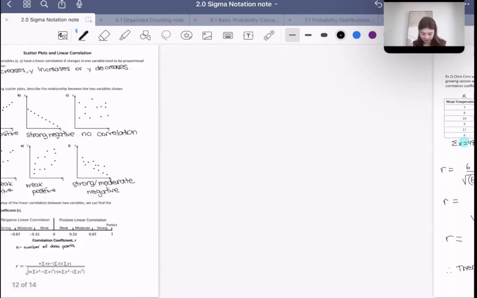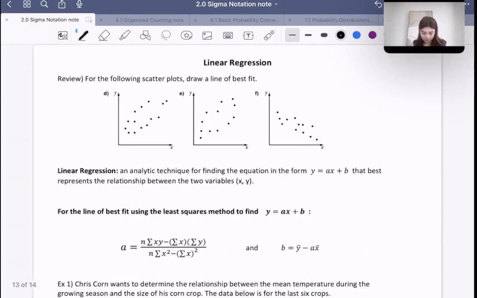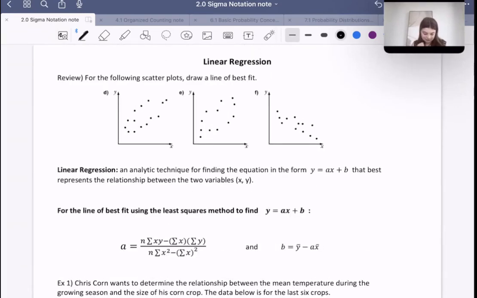Here we have the line of best fit, and it's asking us to draw a line of best fit for these scatter plots. So clearly, this one here is going to be a positive correlation, maybe a moderate positive. This one I would also say might be a moderate positive, and this one might be a moderate to strong negative correlation, right? So all of these have approximately a line of best fit that we can draw.